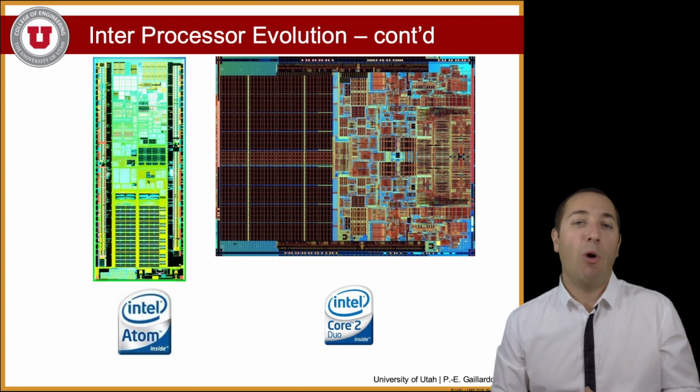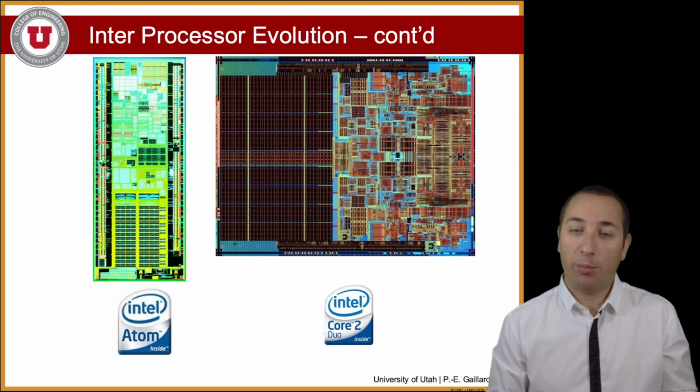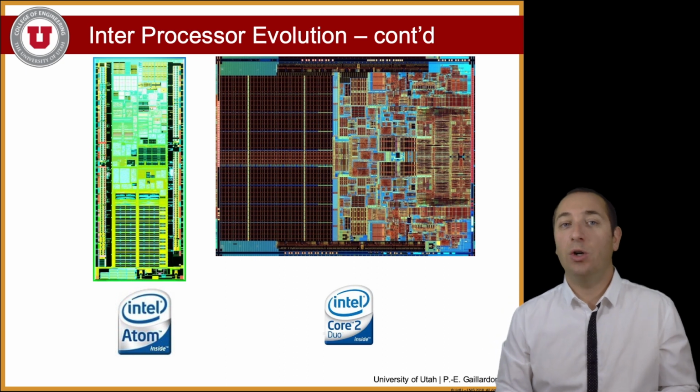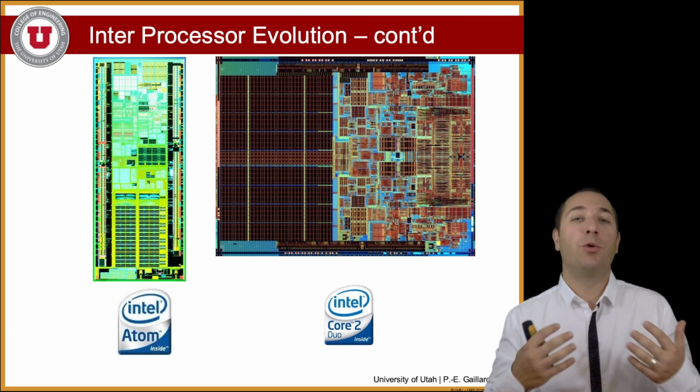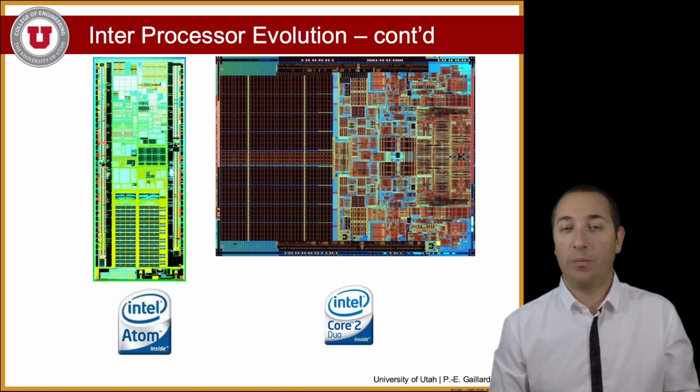On the Core 2 Duo, you can see that this was one of the first multi-core processors. You have two independent cores that share a common cache memory. And that was a way to start introducing parallelism and to start increasing the performance of the system.